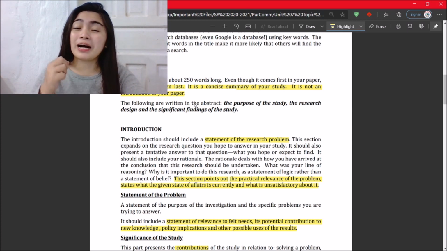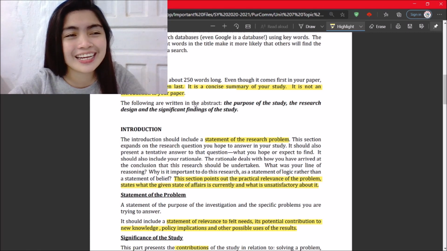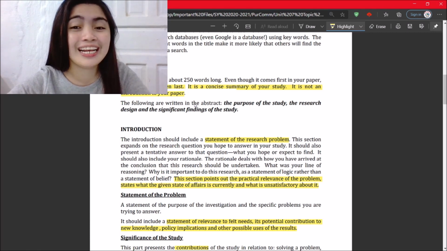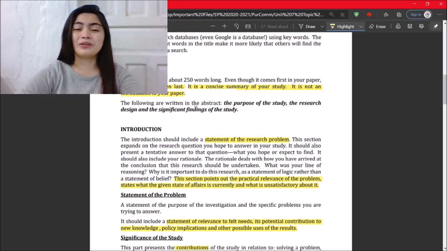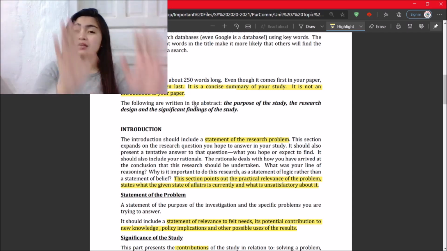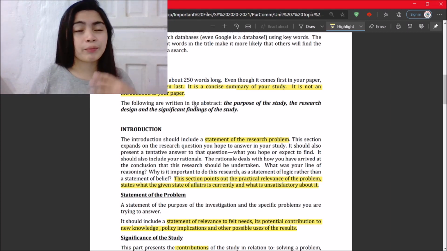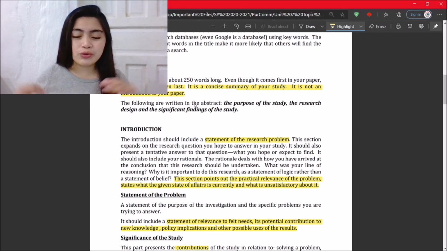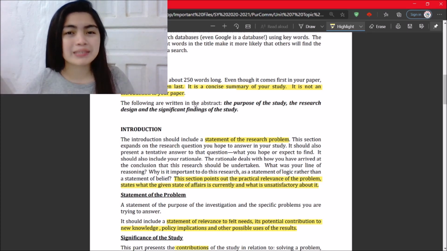So, makakagawa ka na ng abstract once na na-defend mo na yan at na-approve na ng panel as passed. So, in my case, ganun yung nangyari. So, it is a concise summary of your study. It is not an introduction of your paper. Nasa first part lang siya, pero mailalagay mo lang yan pag may go signal ka na from your advisor. And you are really ready to present it to the panel or talagang pasado na siya.